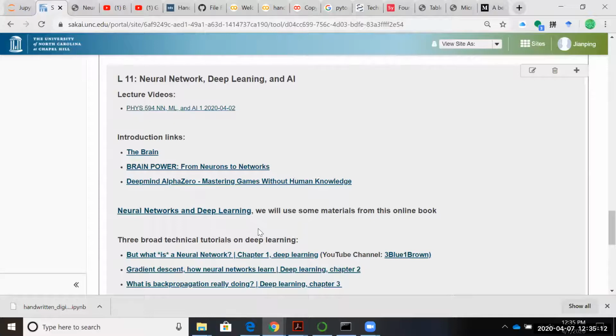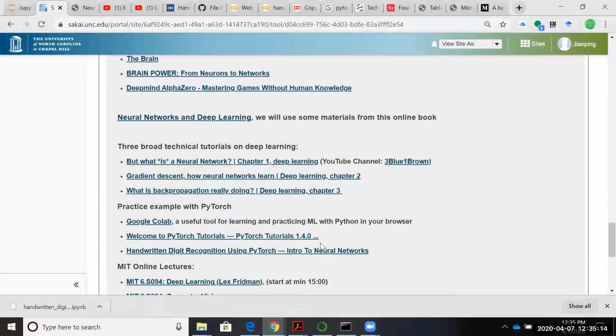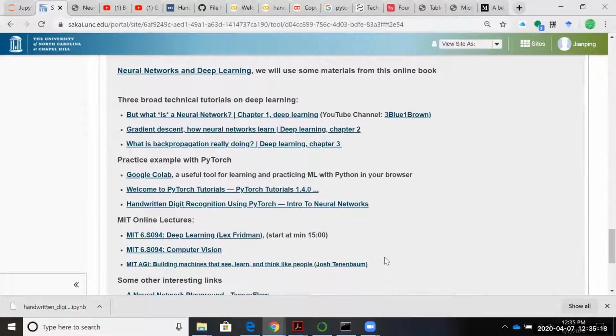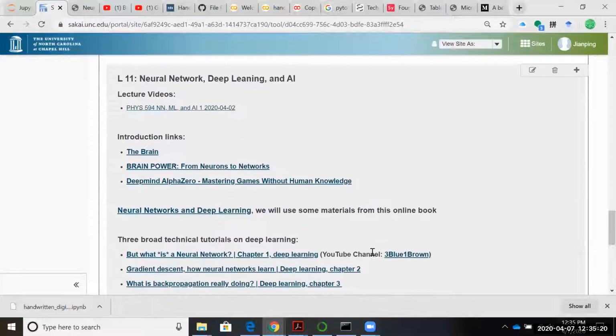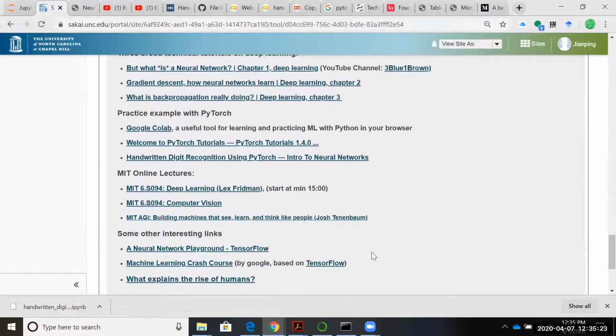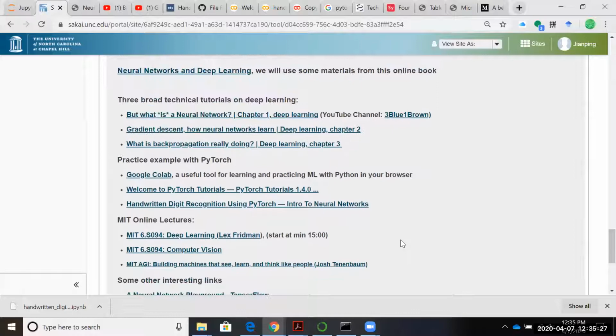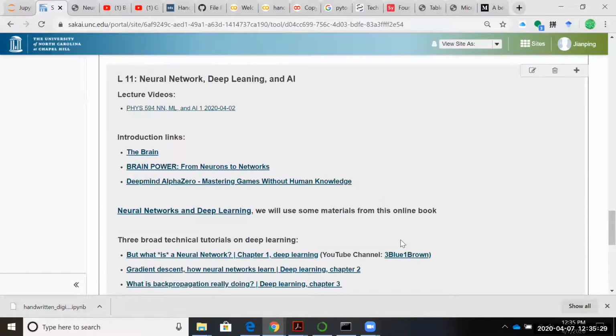The link is now a little better organized. Again, I'm encouraging you, because I'm not going to assign a lot of homework in this last lesson, to go through some of this link yourself. We went through this introduction, brain power, alpha zone, so that gives you a broader perspective of where this neural network, deep learning, and AI came from and where it's going.